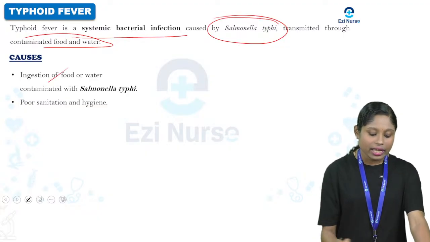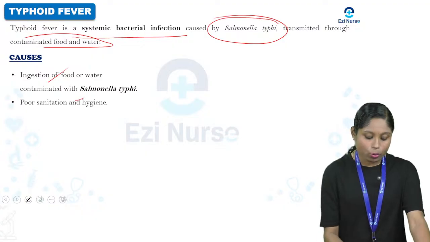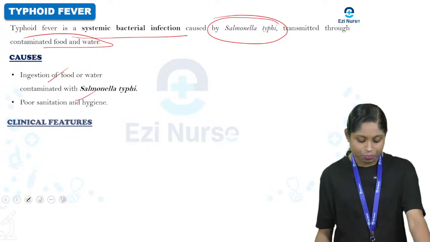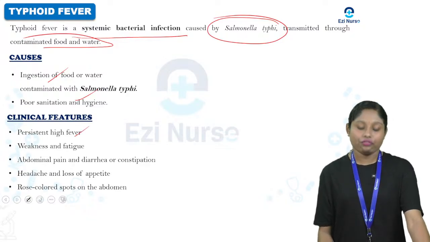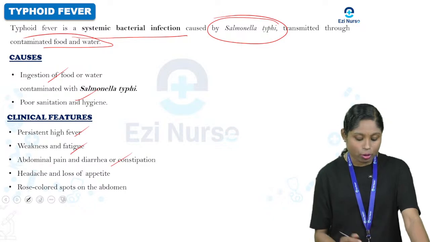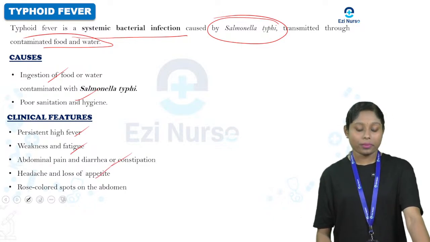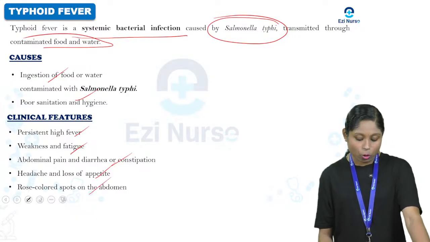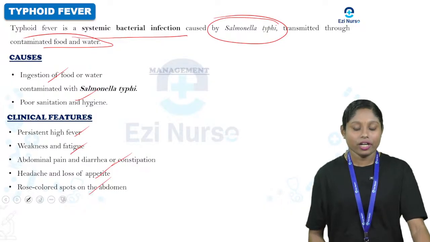What are the causes? Ingestion of food and water contaminated with Salmonella typhi, poor sanitation and hygiene. What are the clinical features of typhoid fever? Persistent high fever, weakness and fatigue, abdominal pain and diarrhea or constipation, headache and loss of appetite, and rose colored spots on the abdomen. So these are the symptoms of typhoid fever.